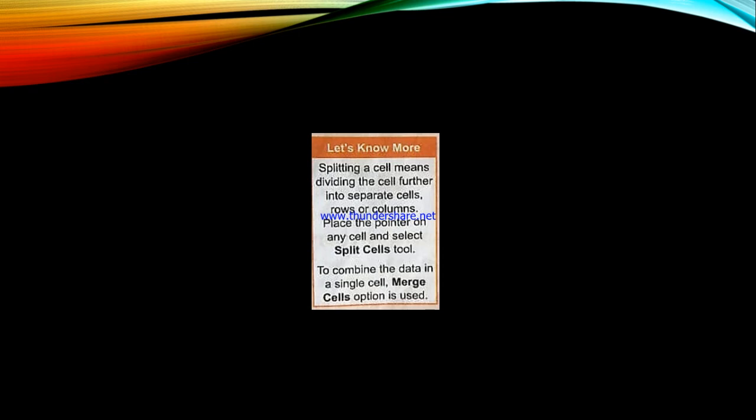Splitting a cell means dividing the cell further into separate cells, rows or columns. Place the pointer on any cell and select the split cell tool. To combine the data in a single cell, the merge cell option is used.